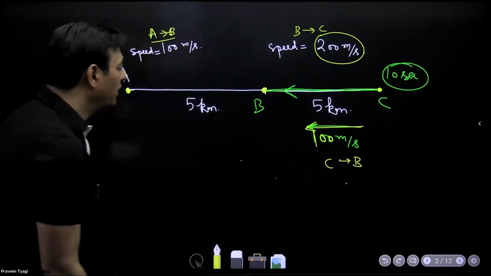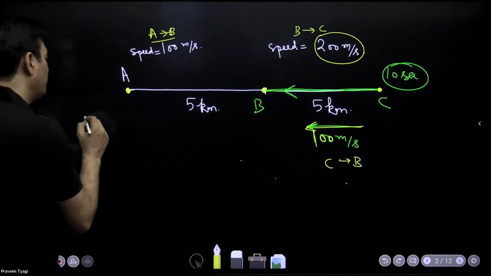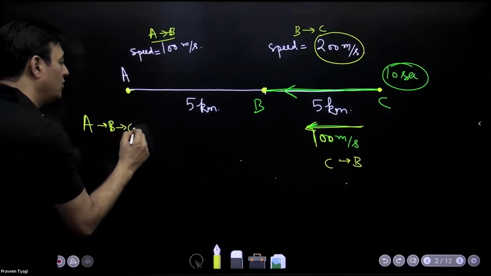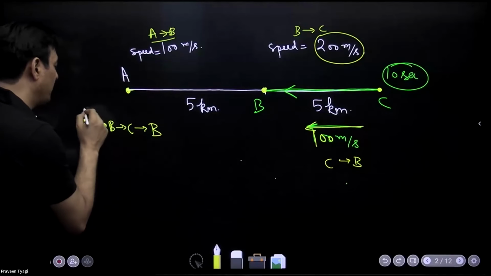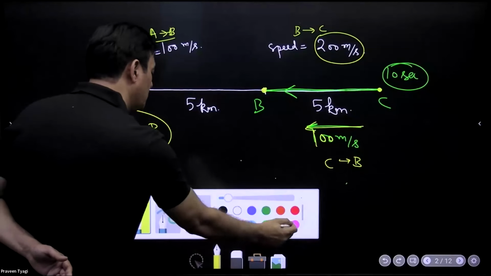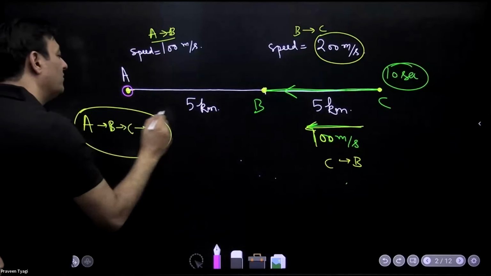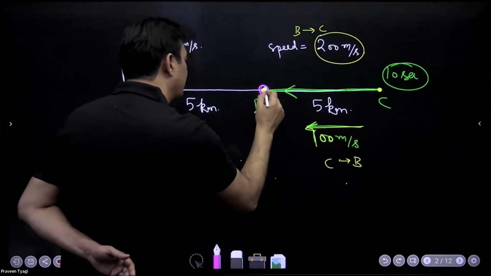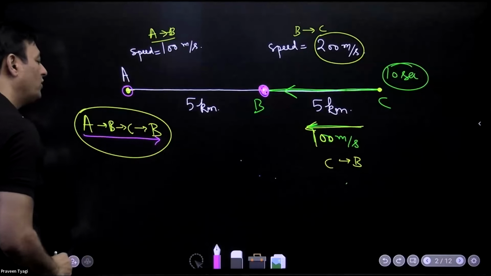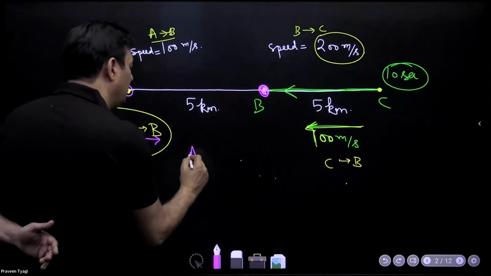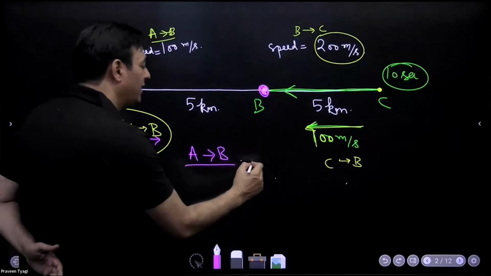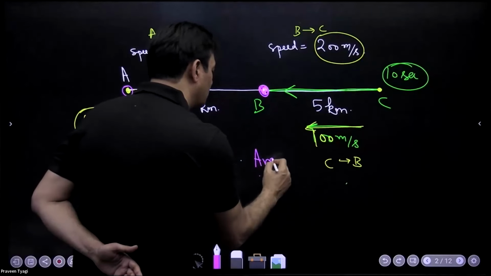Now, you have to tell me what is from A to B to C to B. This is the path. So my initial position is at A and my final position is where I've reached. And I followed this path. You have to tell me from A to B, what is my average speed?